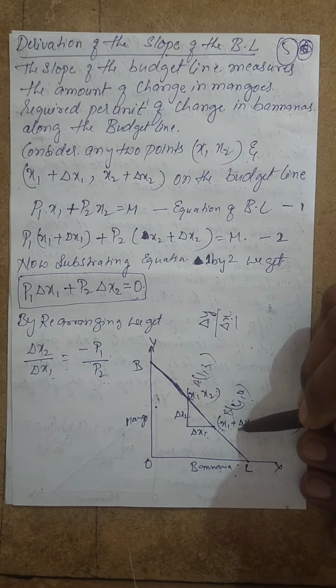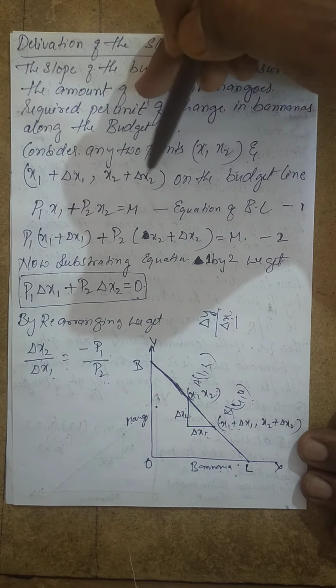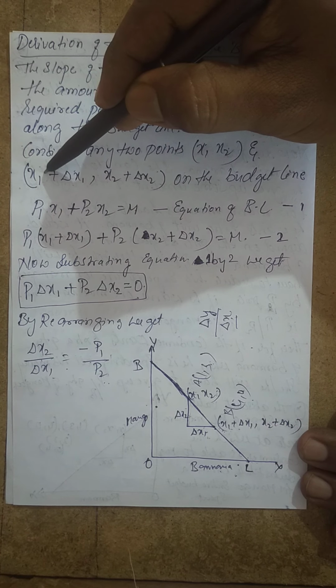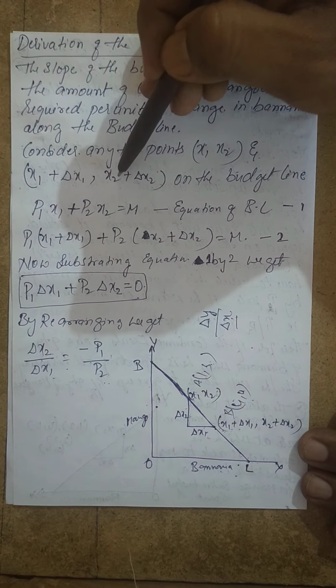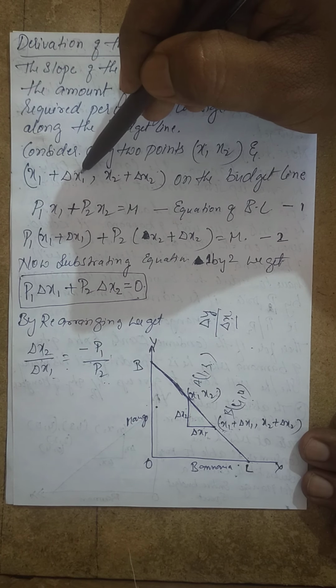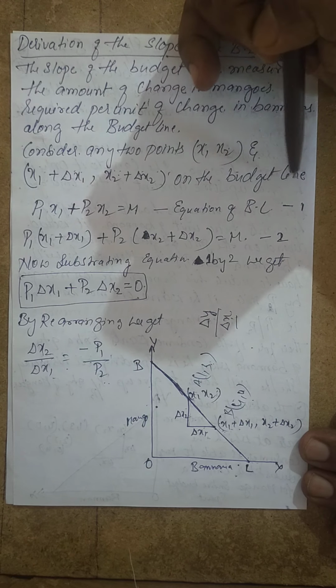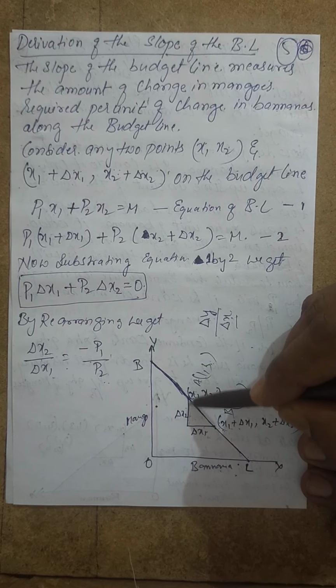So how do you see the changes? If you see the changes, you have to see with respect to the original and the change. So x1 is the banana, x2 is the mango. So change in x1, that is delta x1, change in x2, that is delta x2, on the budget line you can see this change takes place.